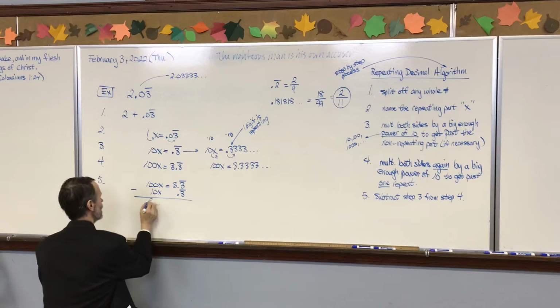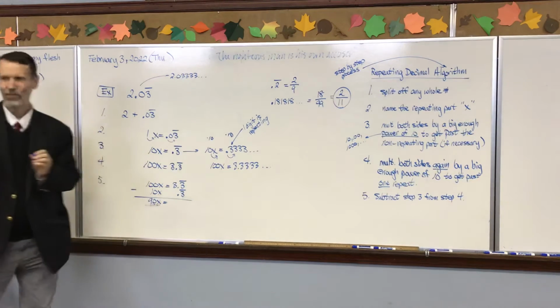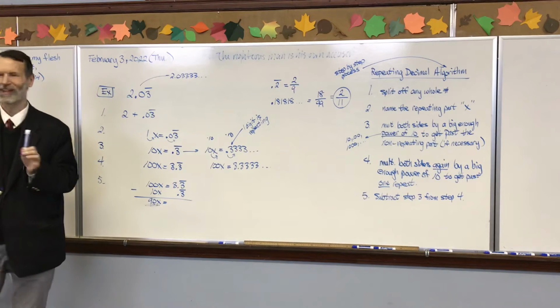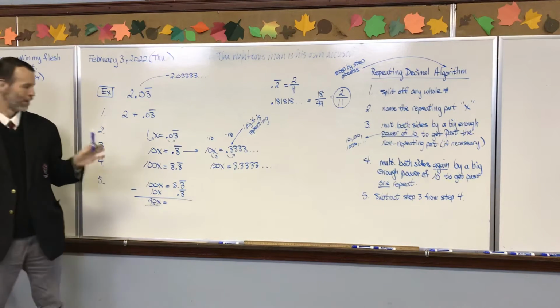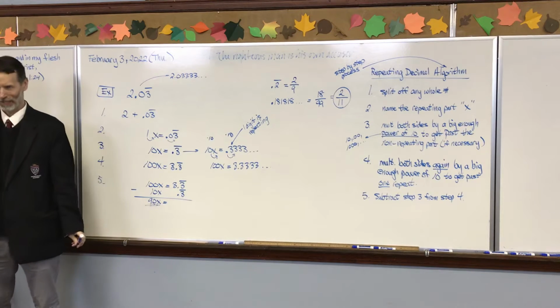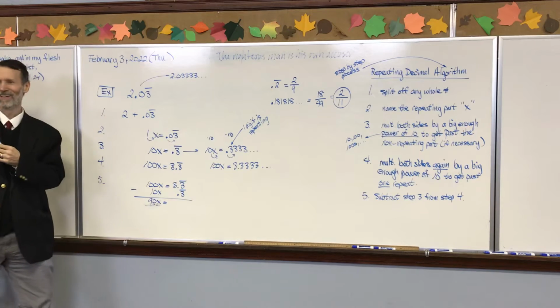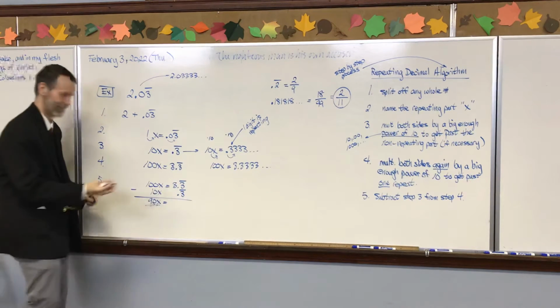90. X equals, here's the tricky part. If you can get this, the whole problem cracks open. What's 3.3 repeating minus the 0.3 repeating? 3. You're on the right track. There's something left. 3.